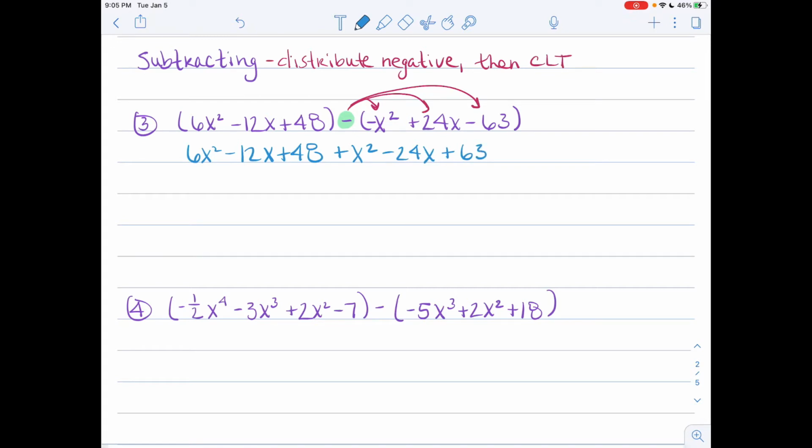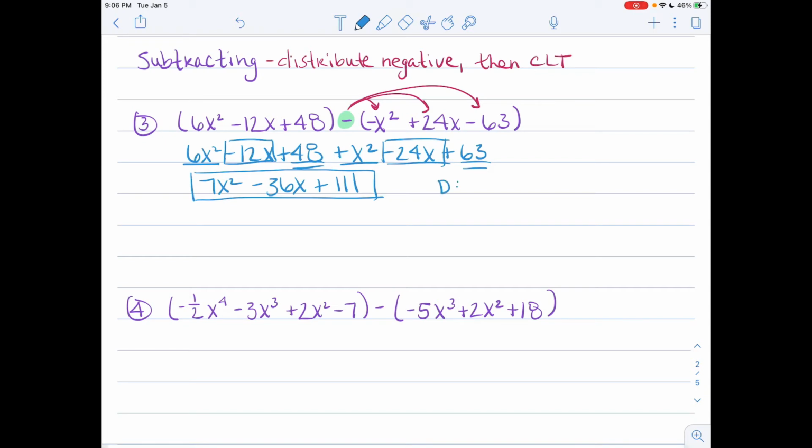And now I simply combine like terms. The highest degree term in this case is an x squared. I have two of those, so that will be 7x squared. I have a negative 12x and a negative 24x. That will combine to a negative 36x. And then finally, a positive 48 and a positive 63 is a positive 111. This is our simplified polynomial subtracting one of those polynomials from the other.